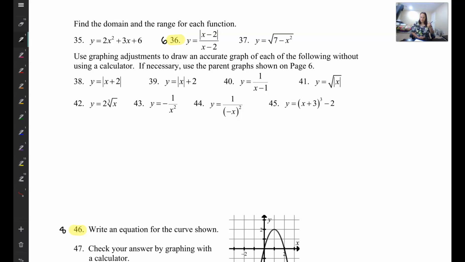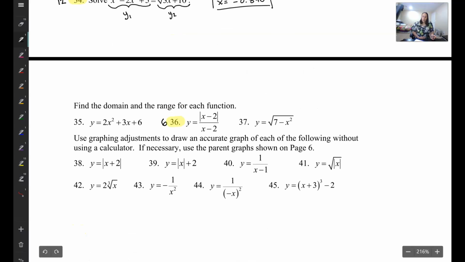Last two problems, 36 and 46. Let's look at 36. Find the domain and range for each function. Easiest way to do domain and range is to graph it. So if you can graph it, do it.